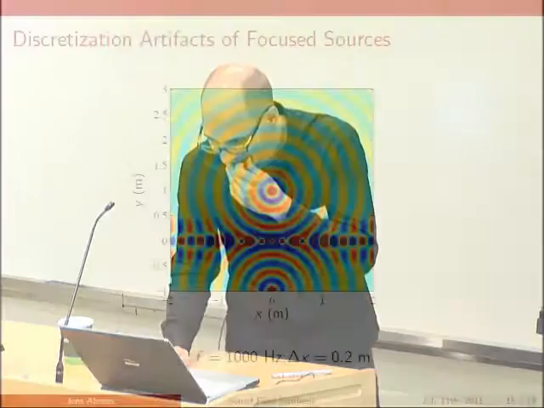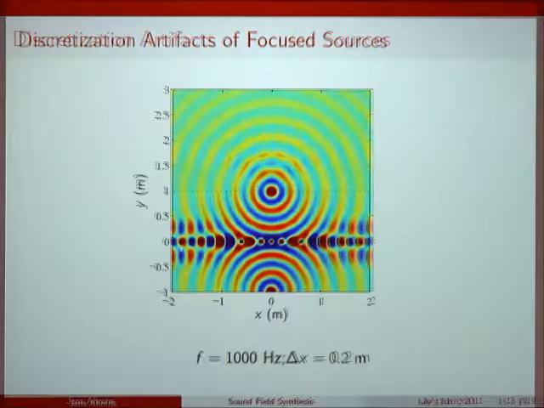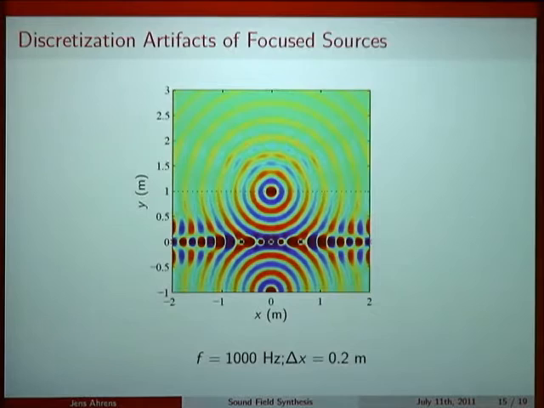This is again a linear array. The secondary sources are marked by black crosses, which you can probably not see, but they are around there, with a spacing of 20 centimeters. Synthesizing a focus source 1 meter in front of the array, for a low frequency of 1 kilohertz, it all looks fine.